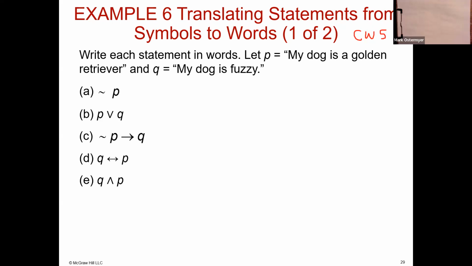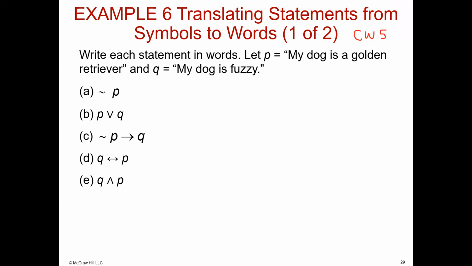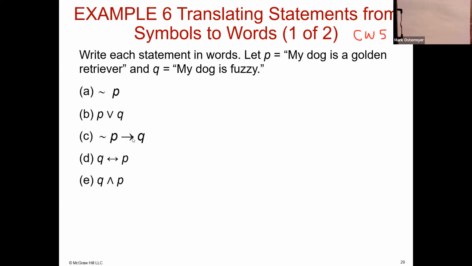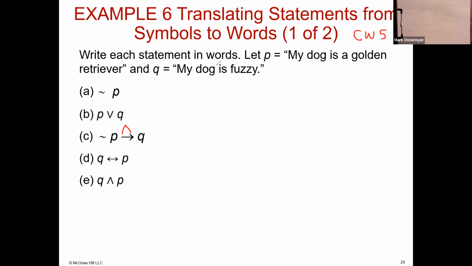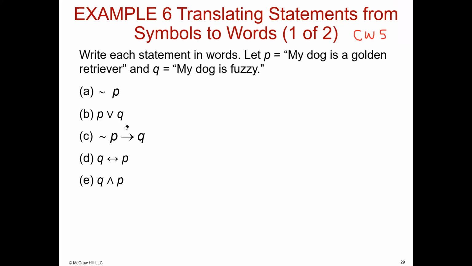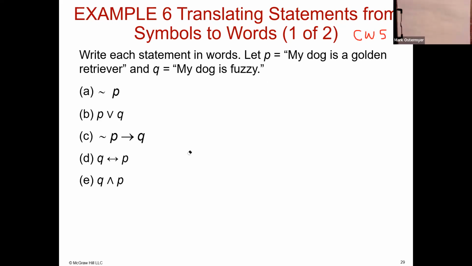How about C? I put my dog is not a golden retriever and it's not fuzzy. Now, you wouldn't use the word and, because we don't have the little teepee symbol. We don't have this guy. So don't use the word and. That arrow means what? One directional arrow means if, then. Exactly. If then. This is the conditional.